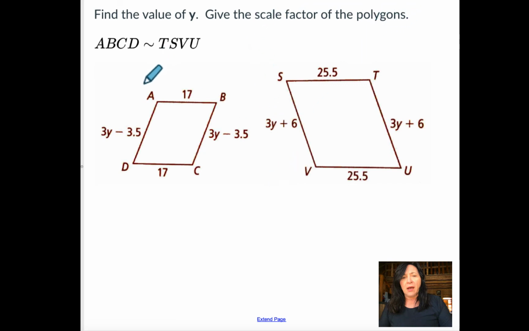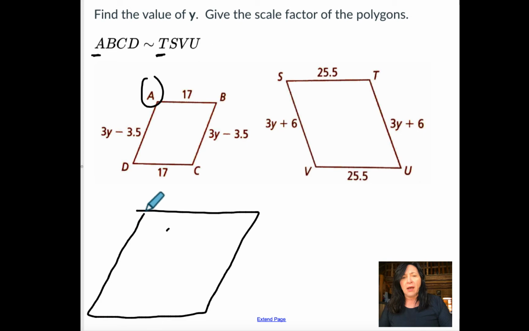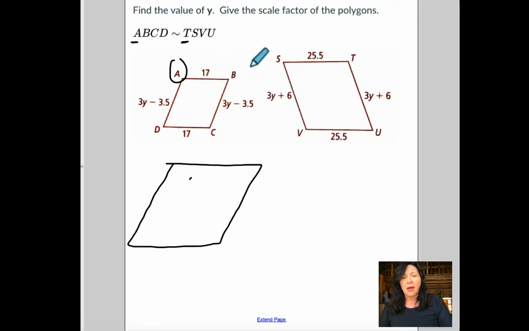So we know that starting with A, right here, see how it goes A? A has to correspond with T. So they drew this wrong. Well, they didn't draw it wrong, they just gave it to you incorrectly. So we're going to redraw this, because the first thing that you need to remember is that when you are creating similar polygons, the angles have to match up.